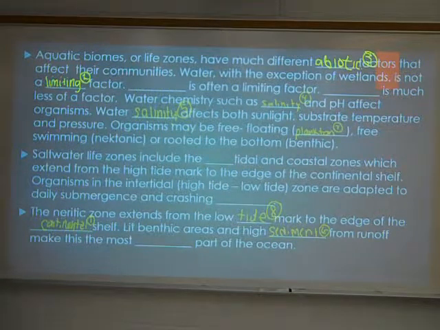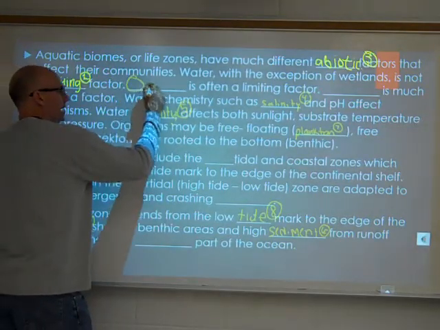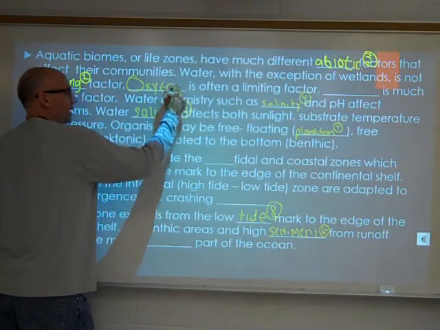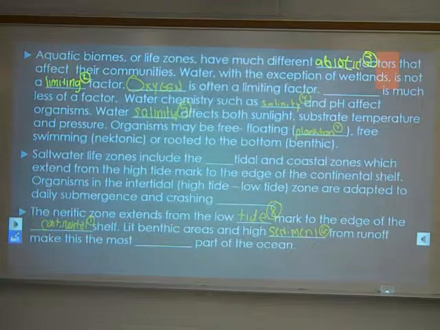One thing that is a limiting factor in aquatic ecosystems that is, for the most part, not on land is oxygen. Because as you know, we have about how much oxygen in the atmosphere, percentage-wise? About 20%, right? You guys should know that. You should memorize that. About 20% oxygen in the atmosphere. That's more than enough for any respiring organism to survive on land.